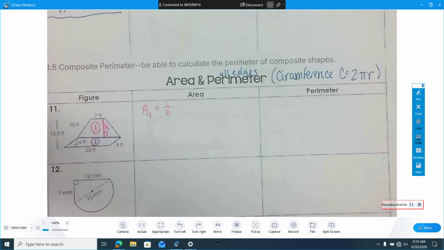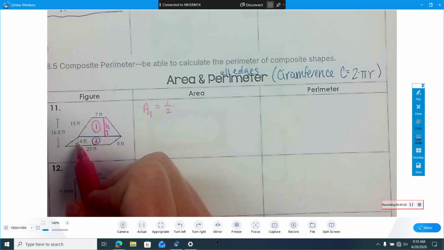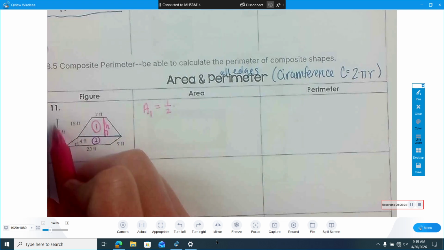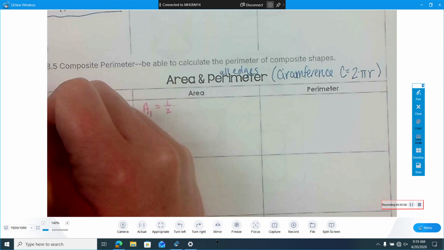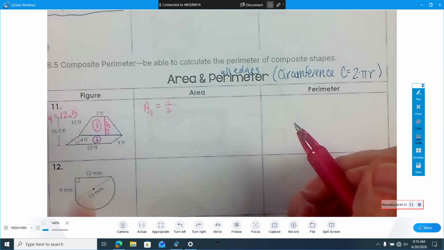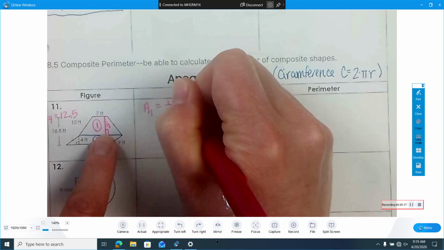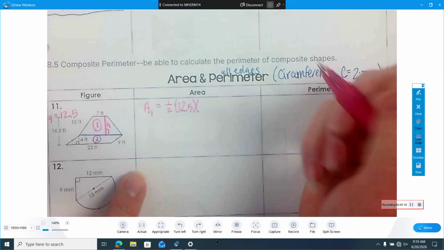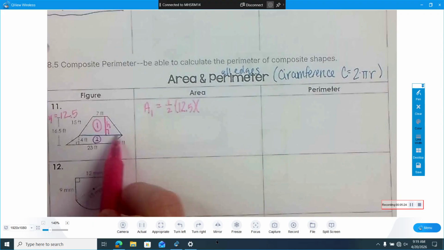12.5. How'd you get 12.5? Yeah, the height of the parallelogram down here is 4, and we know the total height is 16.5. So 16.5 minus the 4 is 12.5, and that's the height of our trapezoid there. So 12.5 is the height, and then we need base 1 plus base 2. What's the length of this base here?